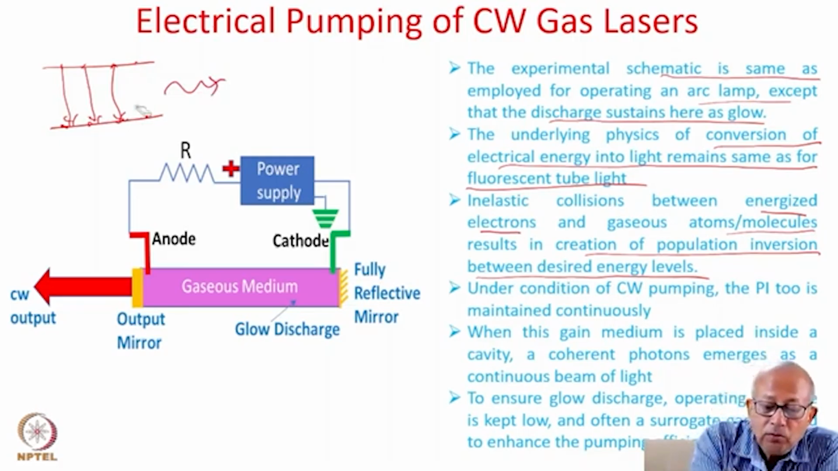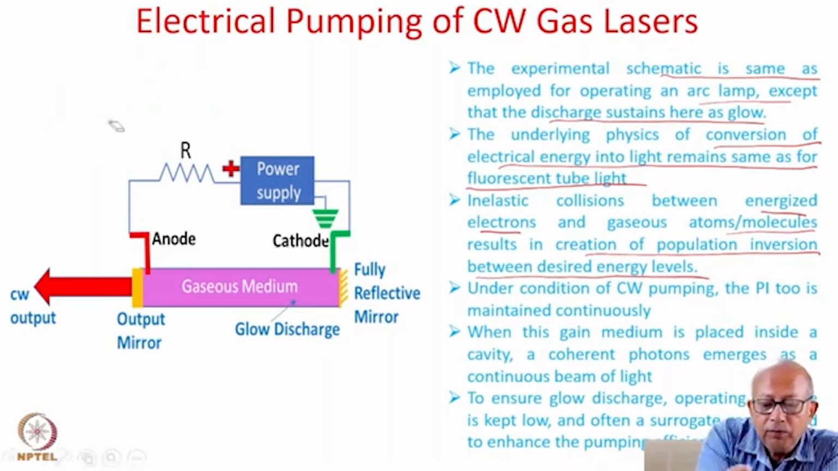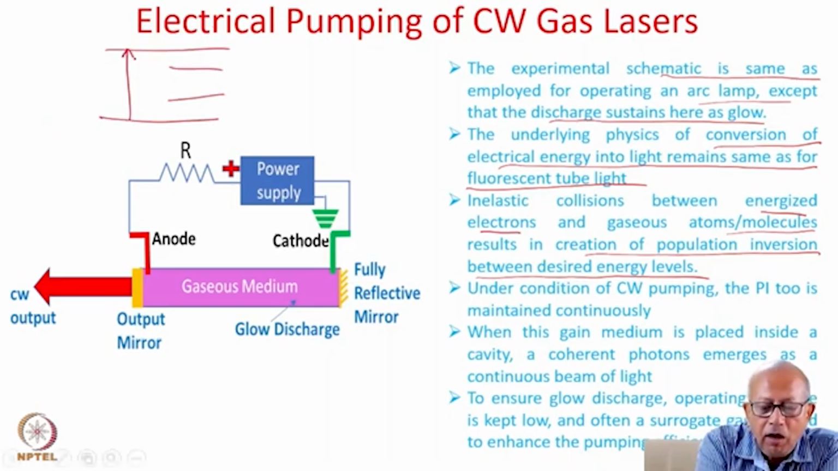But if you have to make a laser, then you have to create population inversion. So you have to accordingly choose the energy levels. So you basically pump it here. The electron, after colliding with this light emitting species, will pump it to the pump level, then from there it will quickly relax to the upper laser level.